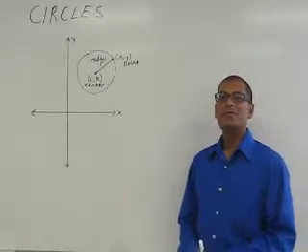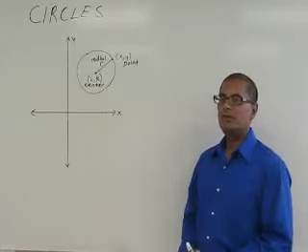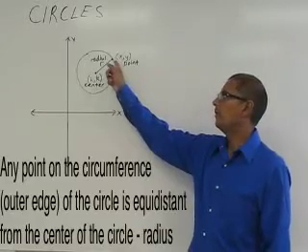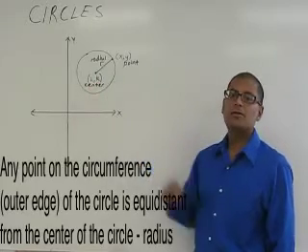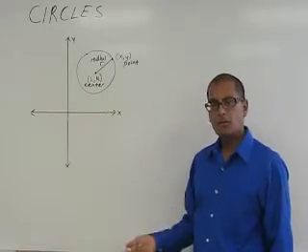Hello again. Today we're going to talk about circles. A circle has a property that any point on the circumference of the circle is equidistant from the center of the circle. In fact, that's how you draw a circle.